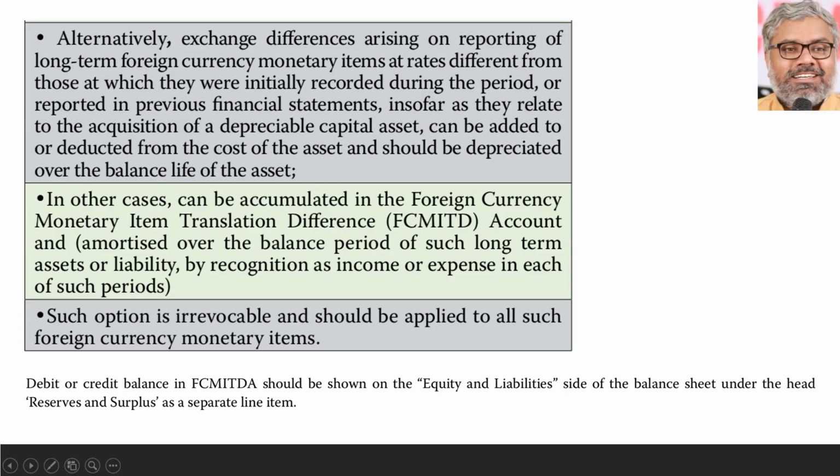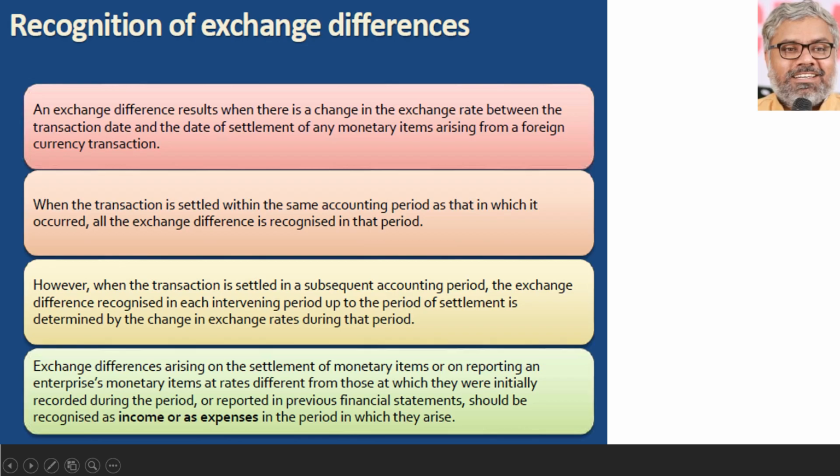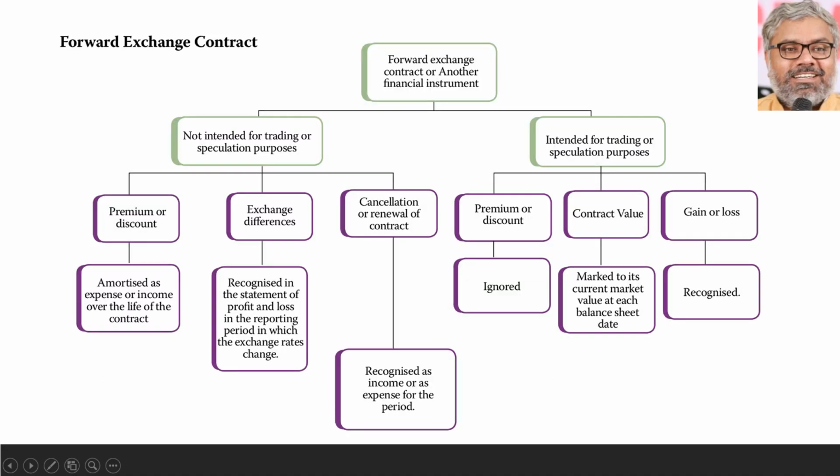But this capitalization of exchange difference to the assets is possible only to the extent the liability is related to acquisition of depreciable assets. And this FCMITD account, if it is there, shall be shown under reserves and surplus under shareholders' funds on the equity and liability side of the balance sheet. But for all the other items, the simple treatment is that whatever the exchange difference is, it will be either debited to or credited to the profit and loss account, treating it as expenditure or as income, as the case may be.